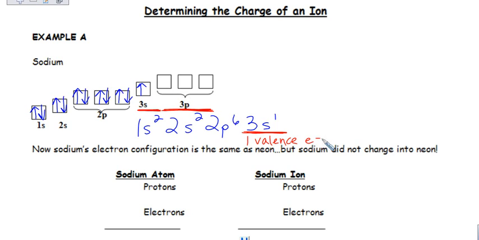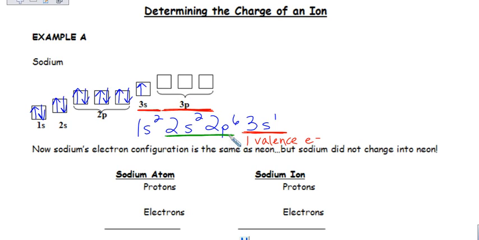What's more likely? Should sodium lose that 1 electron? If he did, then the next outermost energy level would be the second. And the second is filled with 8. 2s2, 2p6. Okay, so that's one option. We could just lose that 3s electron. Or option 2, we could try to gain 7 more. Right now we have 1 valence electron, we want 8. So we say, which do you think is more likely to occur? Lose 1 or gain 7?